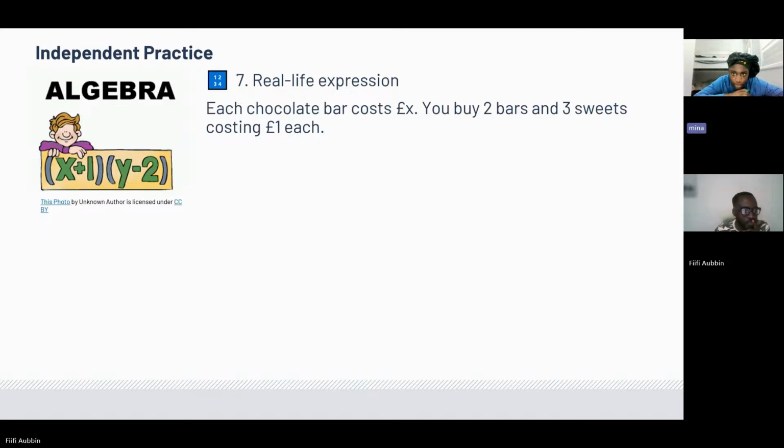Is it 2x plus 4? 2x plus what? 4. Why 4? Because if each bar costs x, then it'll be 2x because you bought 2 bars. And then the 3 sweets, costing £1 each, right? So that's going to be what? Plus 3. That's it. It shouldn't be 4.